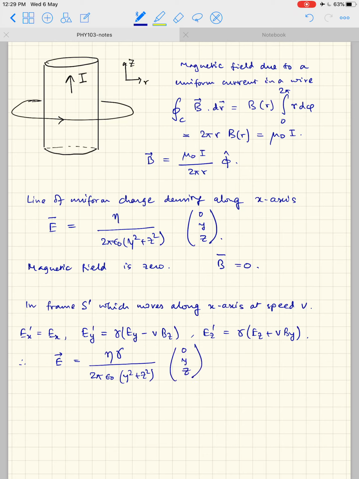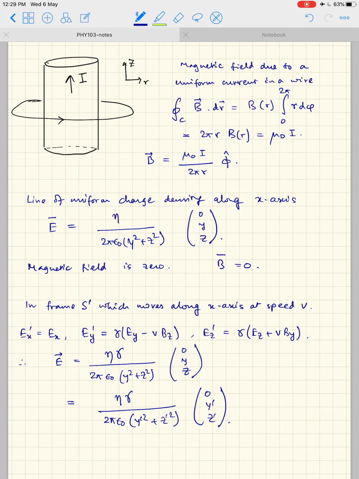Now you need to express this in the primed coordinates. The primed coordinates, remember that only x and t will change. Y and z will remain untouched by a boost along the x-axis. So this essentially is gamma eta divided by 2 pi epsilon naught, y prime squared plus z prime squared, and this is y prime and this is z prime. Okay, so this is the expression for the electric field, and this is very clear what has happened.